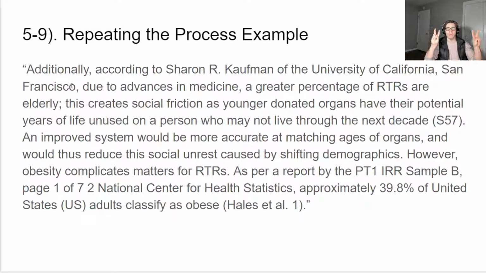Notice there's no quotation marks around this. They paraphrase this information. This is an example of paraphrasing and it's still successful. An improved system would be more accurate at matching ages of organs and thus reduce the social unrest caused by shifting demographics. However, obesity complicates matters for RTRs, as per a short report by yada yada yada.